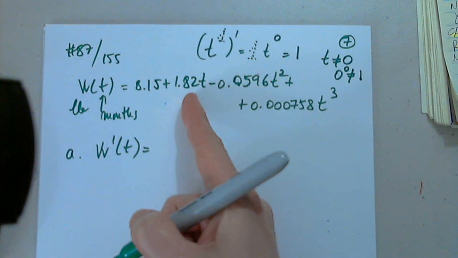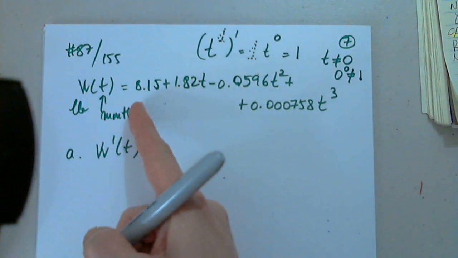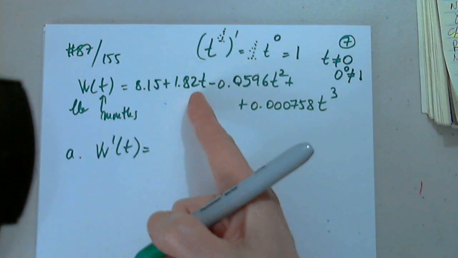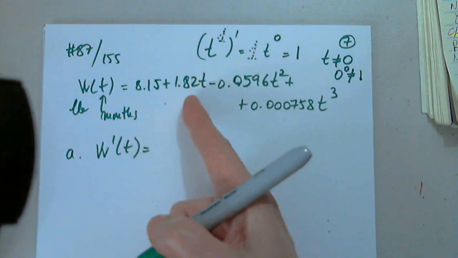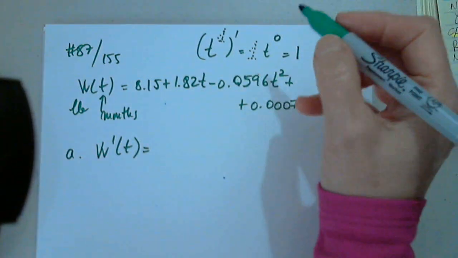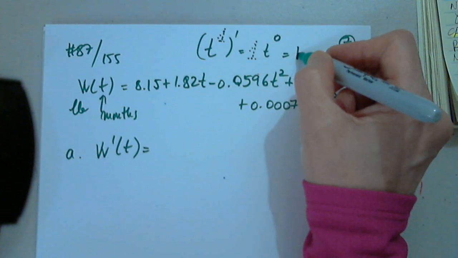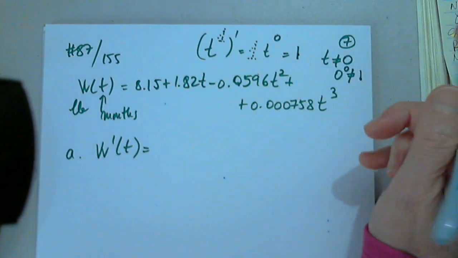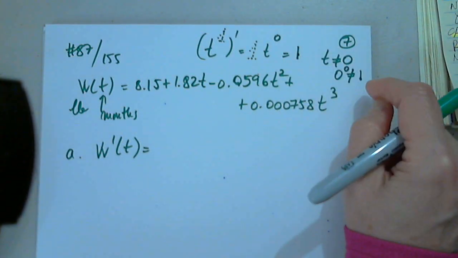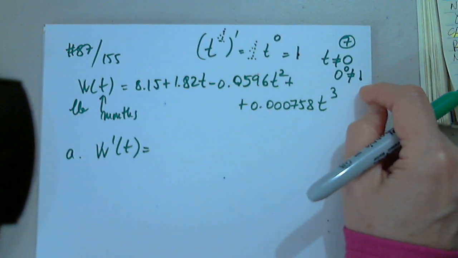This cannot be 0 and this can be 0 at the same time. It cannot be. If this is 0, this won't be 0. It's not possible. They're not the same. So t to 0 is 1, assuming that t is not 0. 0 to 0 is not 1. This is an indeterminate case.